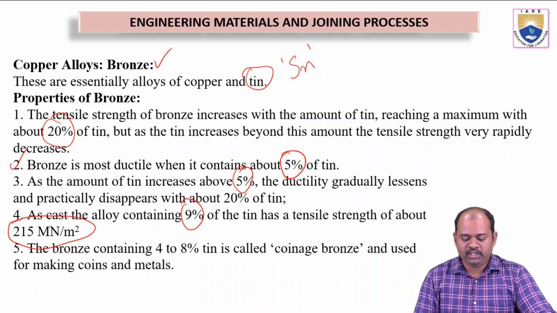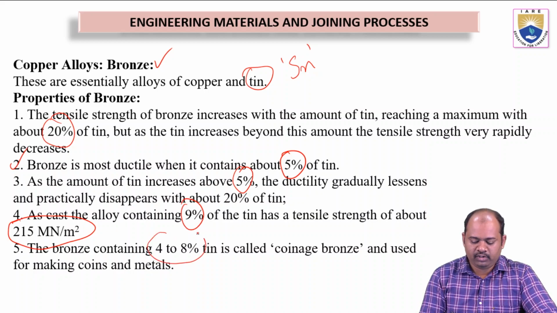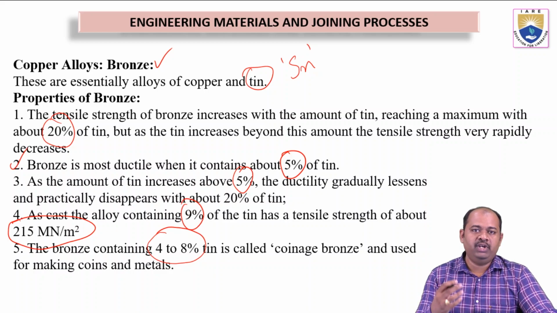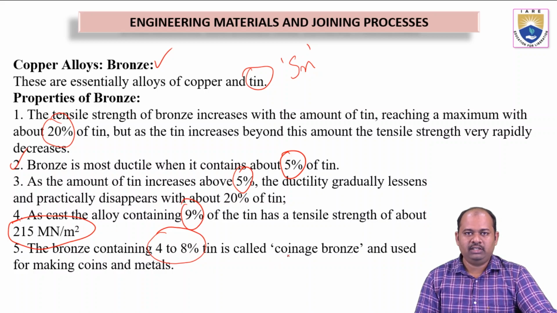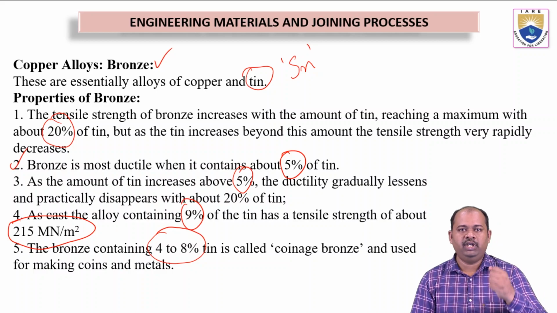And then the bronze containing 4 to 8% of tin is called coinage bronze and is used for making coins and medals. So if the percentage of tin is about 4 to 8%, we can use this metal for minting coins like rupee coins. In olden days, we had rupee coins that were made of bronze and brass. Nowadays, we don't have them. But in most countries, they still use these bronze coins.